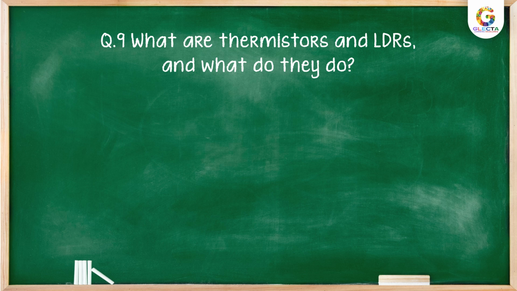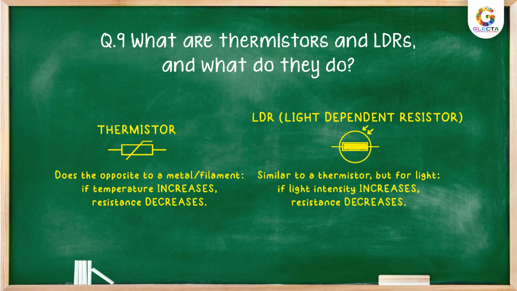Question 9. What are thermistors and LDRs, and what do they do? They're special resistors. Their resistance changes. A thermistor's resistance will decrease if the temperature gets hotter, and so that means resistance will of course increase if the temperature goes down. It's kind of the opposite to a metal filament in that regard. An LDR is a light-dependent resistor. It works in a similar way to a thermistor, just this time it's an increase in light intensity that causes the resistance to go down.